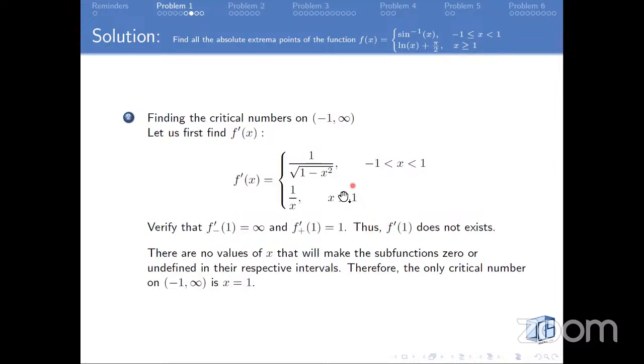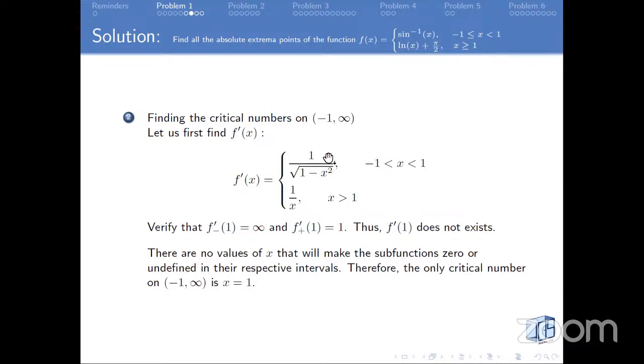So kukunin natin muna yung limit ng f prime of x as x approaches 1. So kung makikita natin, the limit of f prime of x as x approaches 1 from the left, magiging infinity siya. So ito yung gagamitin natin. So 1 over square root of 1 minus 1 squared from the left. So magiging 1 over 0 from the left siya.